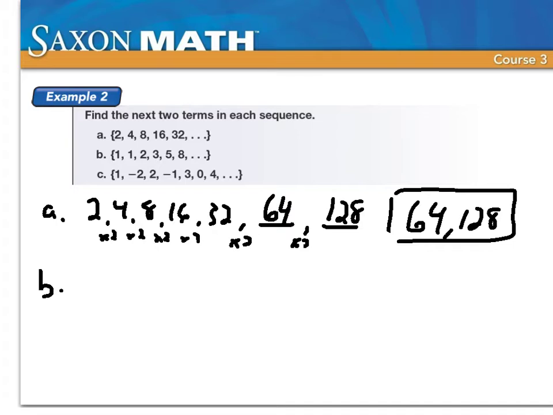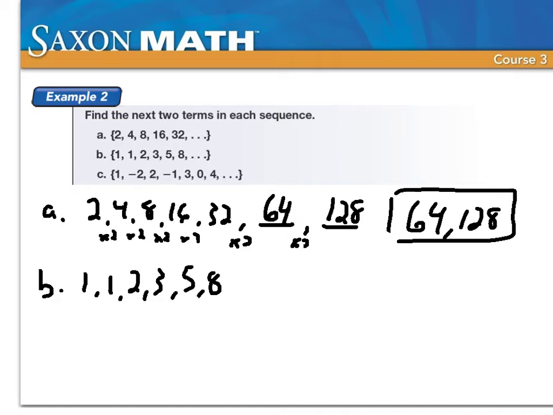For B, we've got 1, 1, 2, 3, 5, 8. This one's not as straightforward, so the first thing I would do is see, am I adding the same thing in between each number? 1 plus 0 is 1, and if I add 0 again, that doesn't give me the next term. Or do I multiply by the same number? 1 times 1 is 1, but then if I multiply by 1 again, that doesn't give me 2. So there's no straight up pattern to this one.